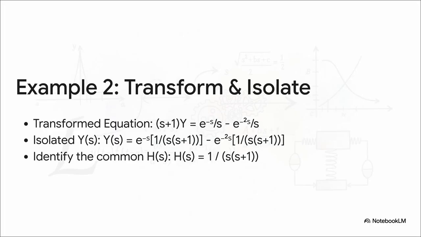We're going to run the exact same playbook. We transform the equation, and after we isolate y of s, we see something really convenient. We've got two terms here, one for the on event and one for the off event. But check it out, they are both built from the exact same base function, h of s. That's great news. It means we only need to find the inverse of h of s one time, and then we can just apply it to both parts of the solution.